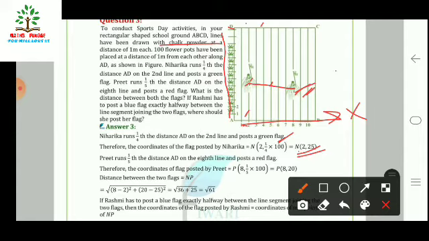So now moving forward, Preet runs 1/5, which means here 20, that is of 100 meters. Preet runs 1/5 the distance AD on the 8th lane and posts a red flag. So it means on the x-axis the coordinate is 8, and for the y-axis it is 1/5 into 100, that is 20. So 8 comma 20, these are the positions.